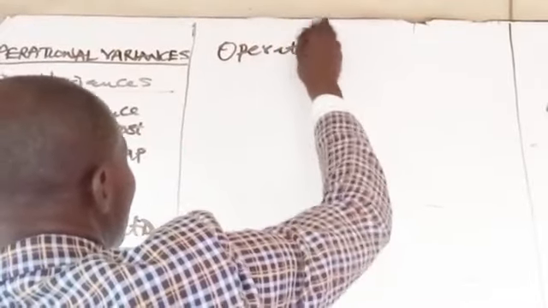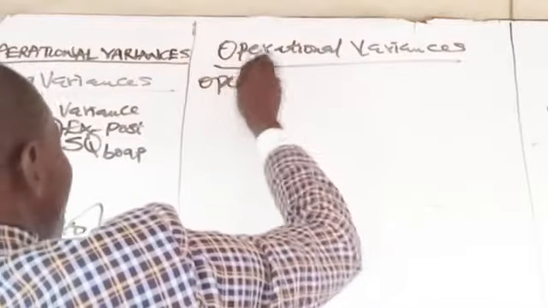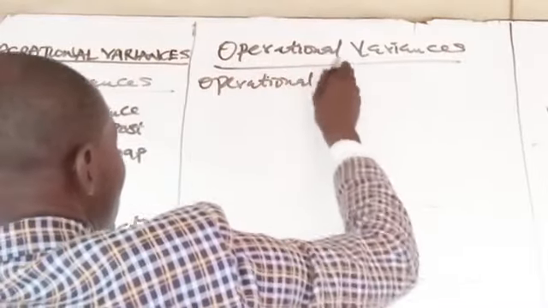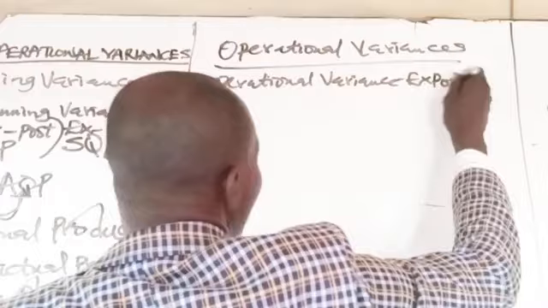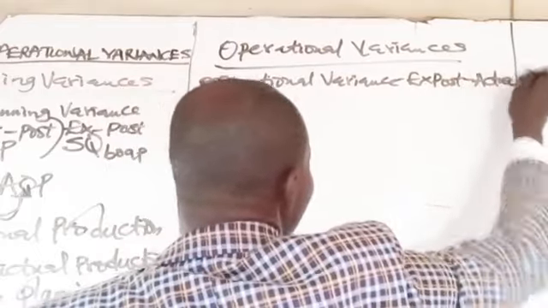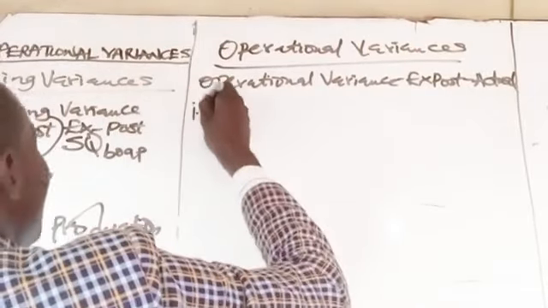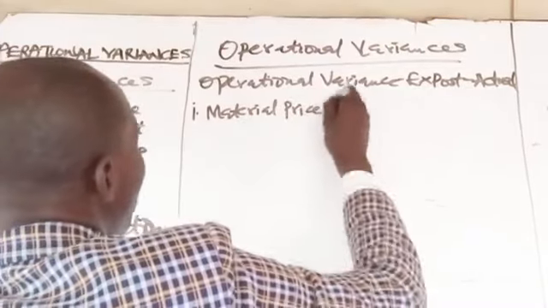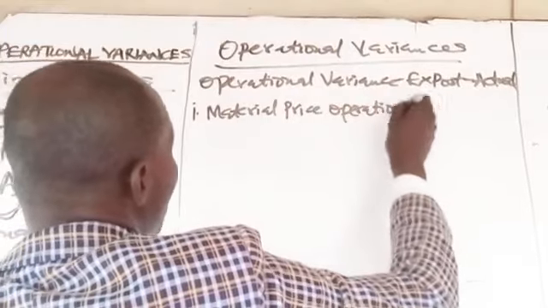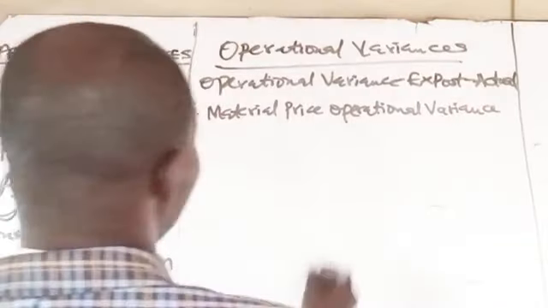Operational variances. I've told you that operational variance is ex post minus actual. So if this is operational variance, we can equally compute the material price operational variance, which is a price variance.